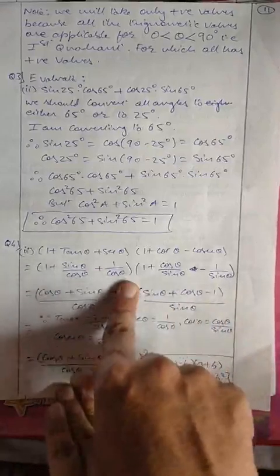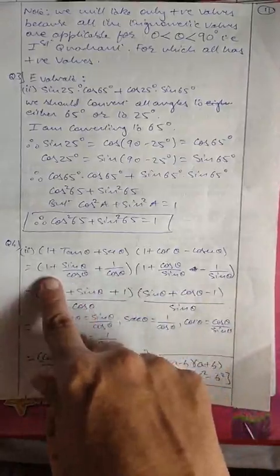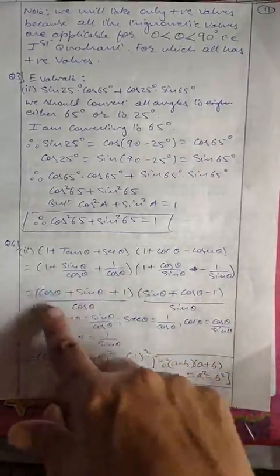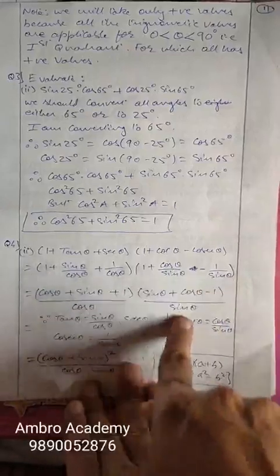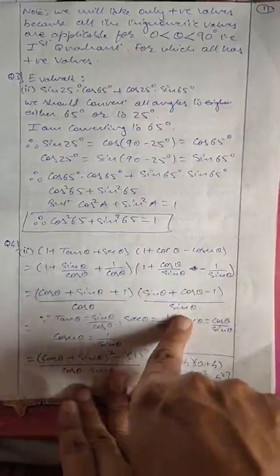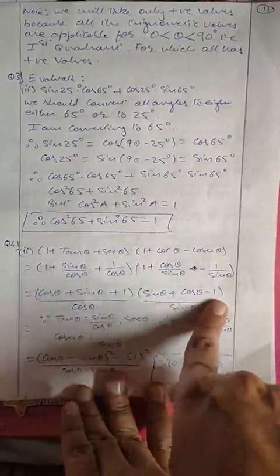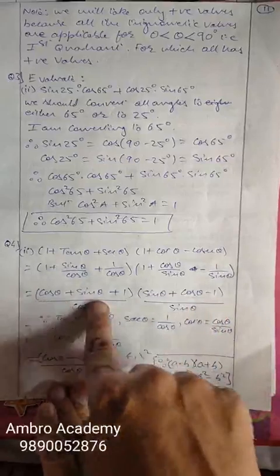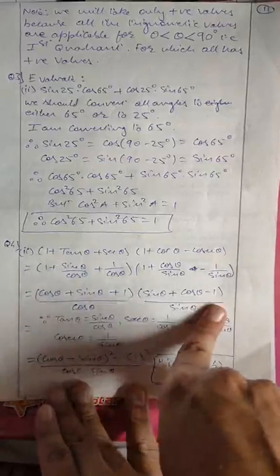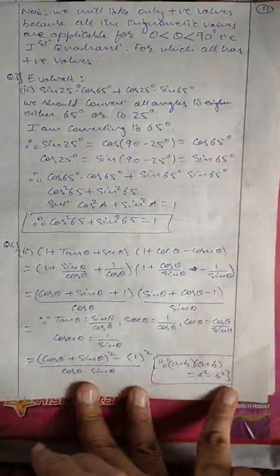Here the denominator is cos theta. So 1 is there, so we multiply 1 into cos theta is cos theta plus sin theta plus 1 upon cos theta, and here we have taken sin theta as a common denominator and we multiply 1 with sin theta is sin theta plus cos theta minus cos theta. Here clearly we can find that it is a minus b and a plus b. So this identity I am using, a minus b into a plus b is a square minus b square.